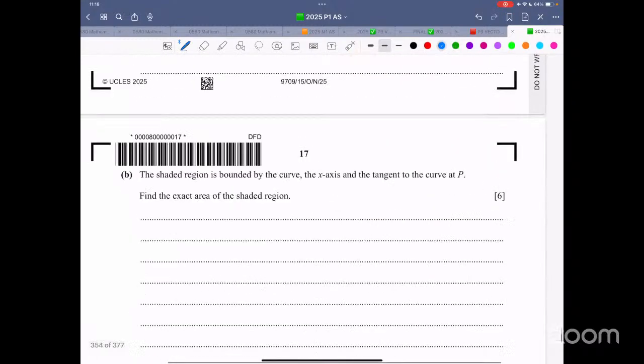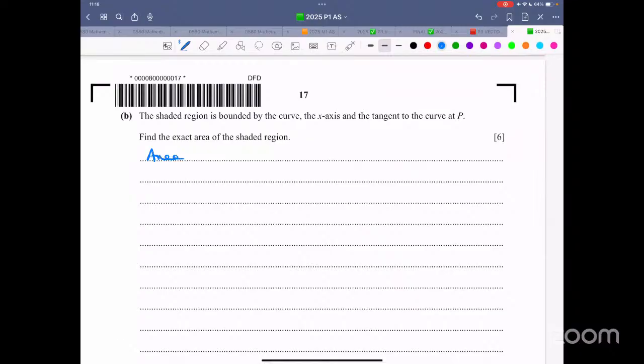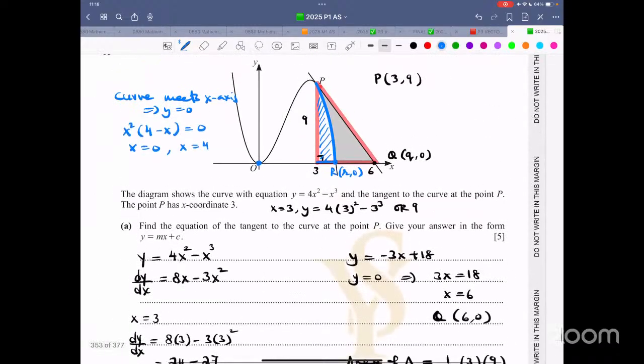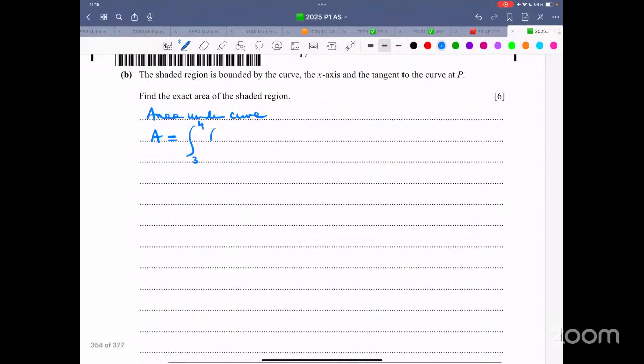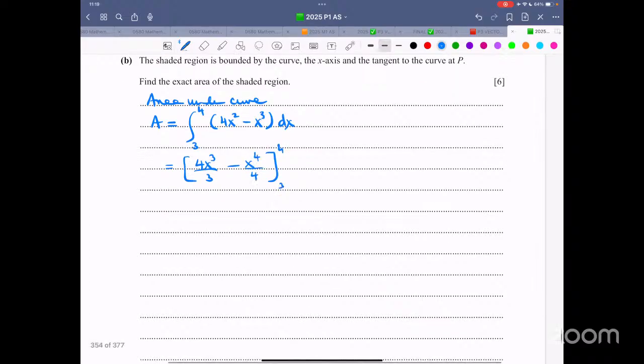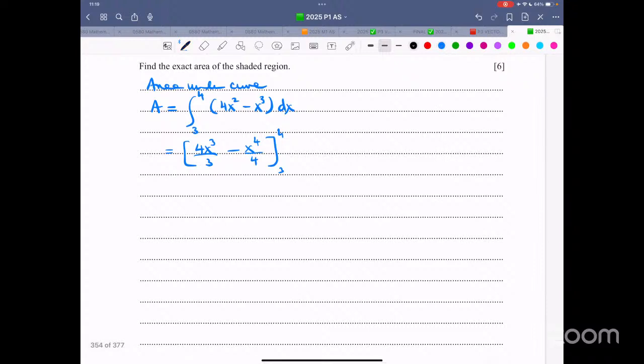So therefore, let me do this thing over here. Area under curve is the area between the limits. This is 3, this is 4. And what's the equation? 4x squared minus x cubed. That is the integral of 4x squared minus x cubed dx. That is 4x cubed over 3 minus x to the power 4 over 4, between the limits 3 and 4. So now let's plug in the limits.